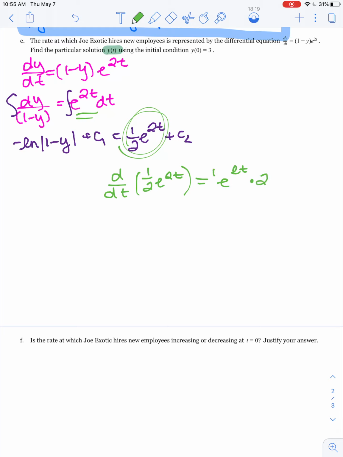That is 2. But remember, we had a 1/2 out front, so this 1/2 stayed there as the coefficient. We took the derivative of e to the 2t and we got e to the 2t times 2. You'll notice that those 2's cancel, and that leaves us with e to the 2t, which is what we were integrating. So again we can pause and check our integration by taking the derivative and seeing if we get back to where we started.